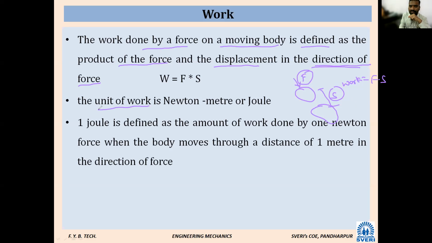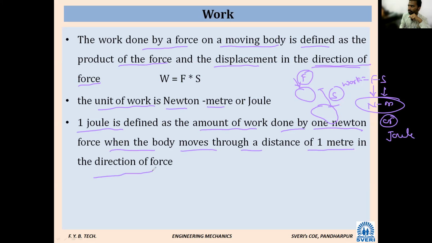Then what is the unit of work? Newton meter, because force is in Newton and distance is in meter. So the unit of work is Newton meter, and this unit Newton meter is also called joule. Then 1 joule is defined as the amount of work done by a 1 Newton force when the body moves through a distance of 1 meter in the direction of the force.